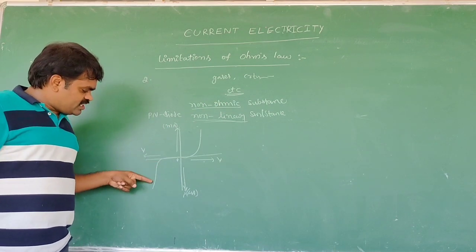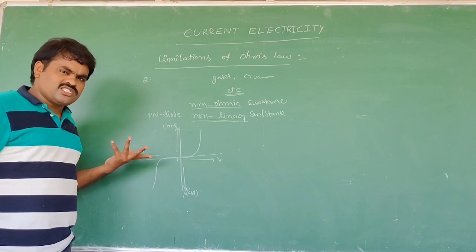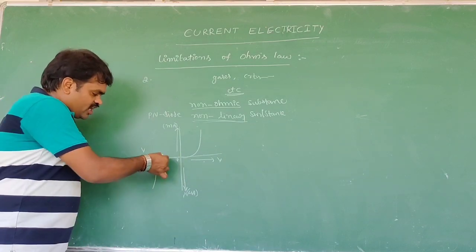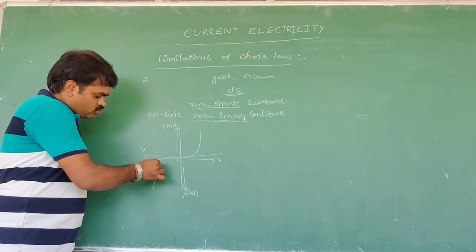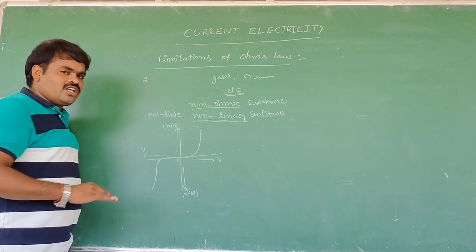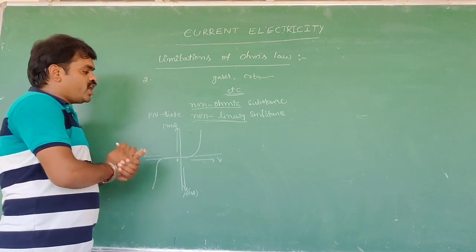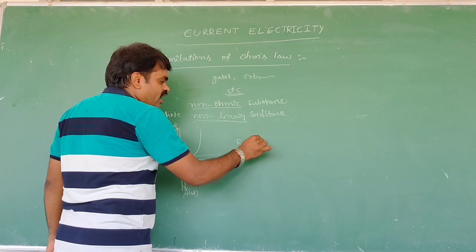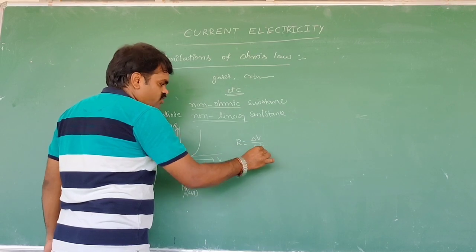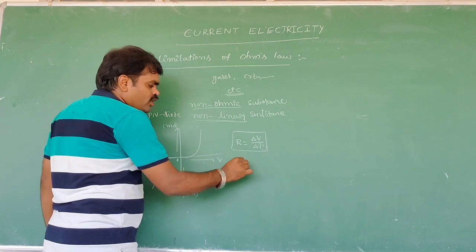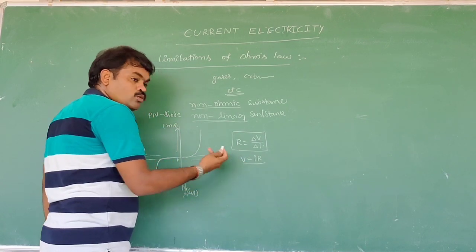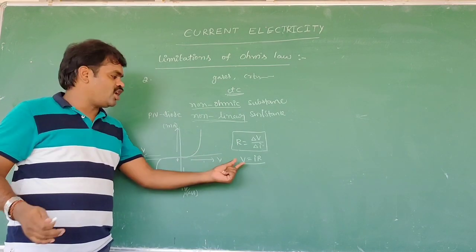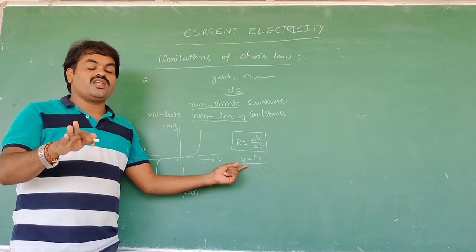Non-linear means it is not linear. A straight line means linear, but this does not obey Ohm's law. That's why we can draw the graph like this. But the resistance of this type of device we calculate by using R equal to delta V by delta I. What is the meaning? V equals IR is for Ohm's law. We understand we can derive that I is proportional to V. V equals IR we know.